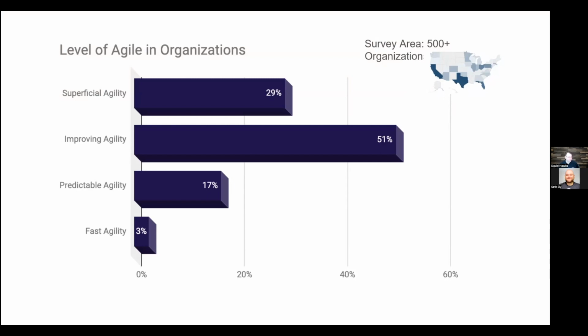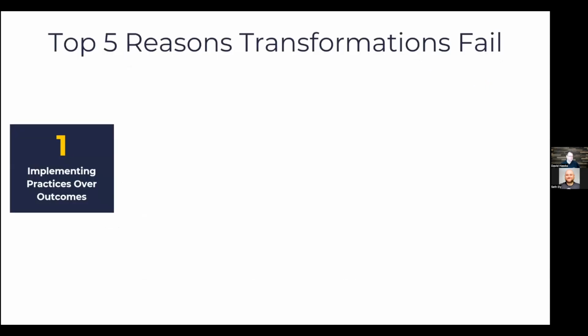So we got 30% that are in that superficial stage. We got about 50% that's in improving, but hasn't actually achieved the true benefits. And what we really want to see is the majority of people getting more predictable and getting faster. And so what we're going to be digging into is, why do we think that's the case? Why are organizations getting stuck? And how can we unlock the ability to get to more predictable, faster, more adaptable organizations?